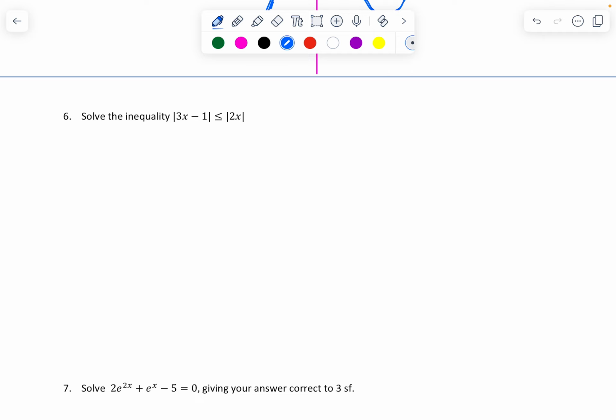Solve the inequality modulus of 3x minus 1 is less than or equal to modulus of 2x. Whenever there is a modulus on both sides, I would like to square both sides. This is the easiest way. So, squaring on both sides, 3x minus 1 whole square.